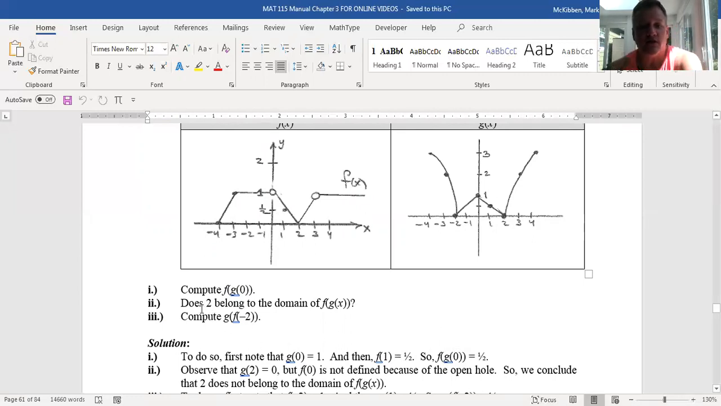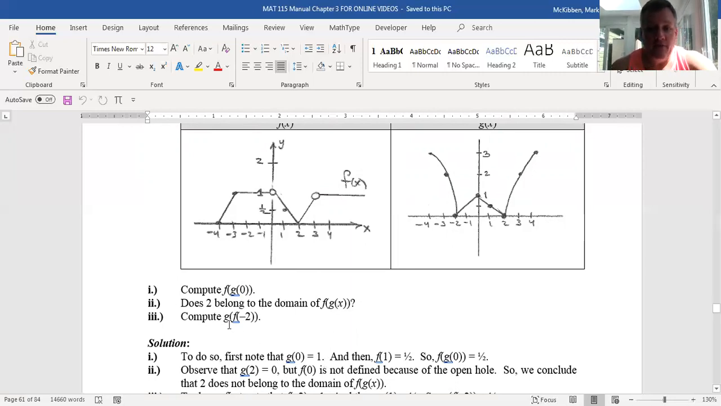All right, so the next question is, does 2 belong to the domain of f of g of x? Well, let's see if the computation when I plug in 2 makes sense at both stages. First off, g of 2 is perfectly defined. g of 2 is 0, right? So it hasn't broken down there. But now if I plug in 0 as the input into f, notice I only ever have an open hole, never a closed point on that y-axis, which is x equal to 0. And so f of 0 does not exist, right? And so the answer is no, 2 does not belong to the domain of f of g of x, because had it been in the domain, you would have gotten a value out.